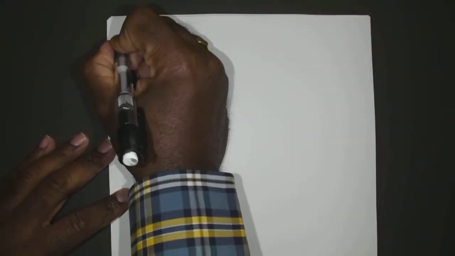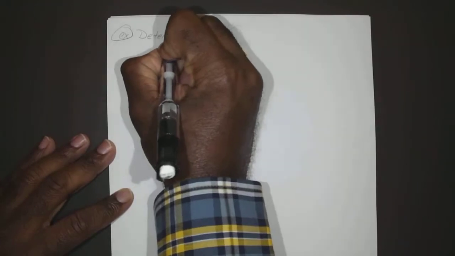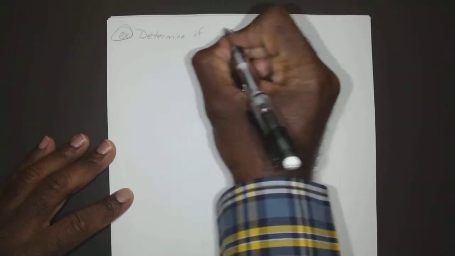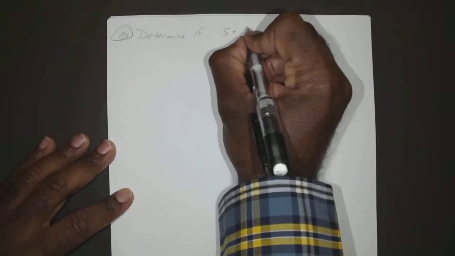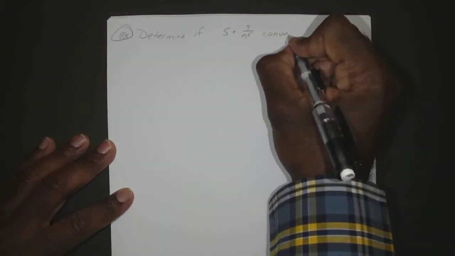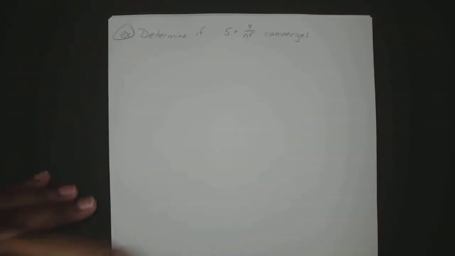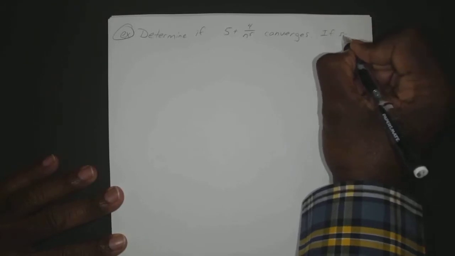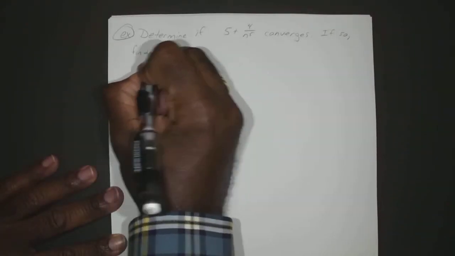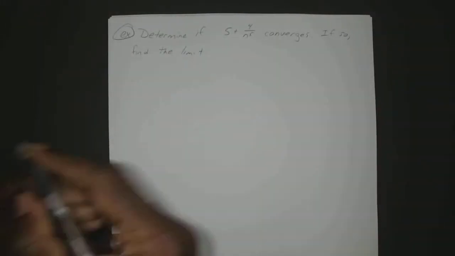All right. Let's say we have, for example: determine if 5 plus 4 over n to the fifth power converges. And if it does, find the limit. Is it n to the fifth? Yes, n to the fifth.